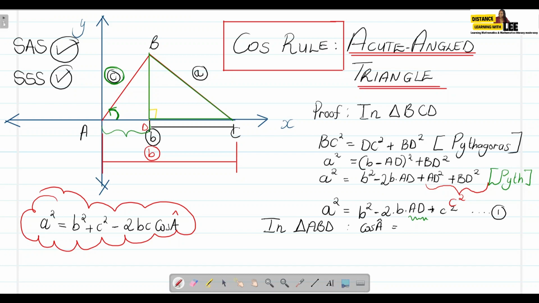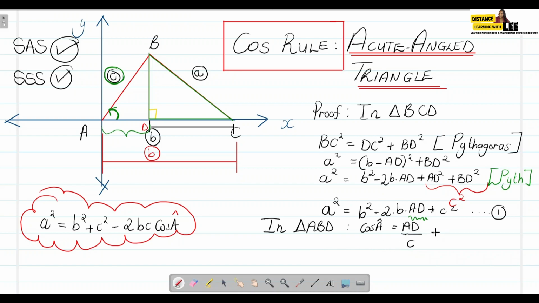And in this case, we are using cos, right? Because we're dealing with the cos rule. So the cos of that angle is your adjacent over hypotenuse, okay? Your adjacent is your side AD, the side that is adjacent to this angle. So next to this angle is the side AD over your hypotenuse. What is the hypotenuse? The hypotenuse is your C. So that's your C, okay?